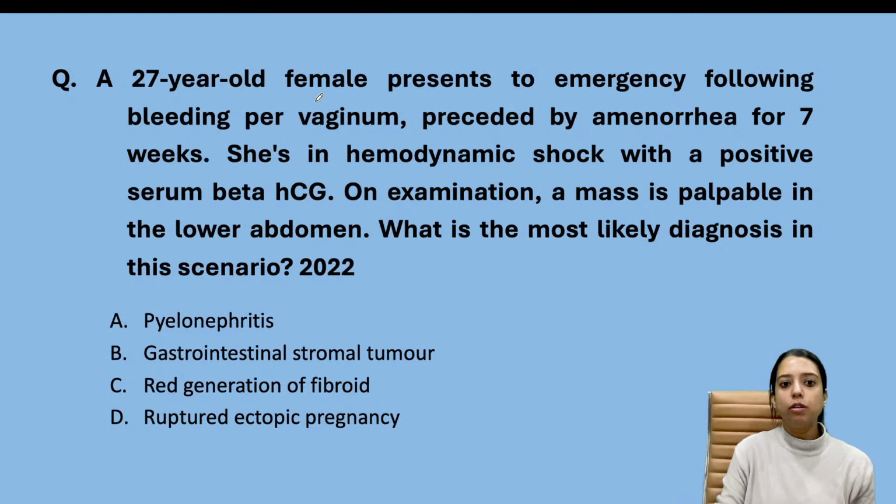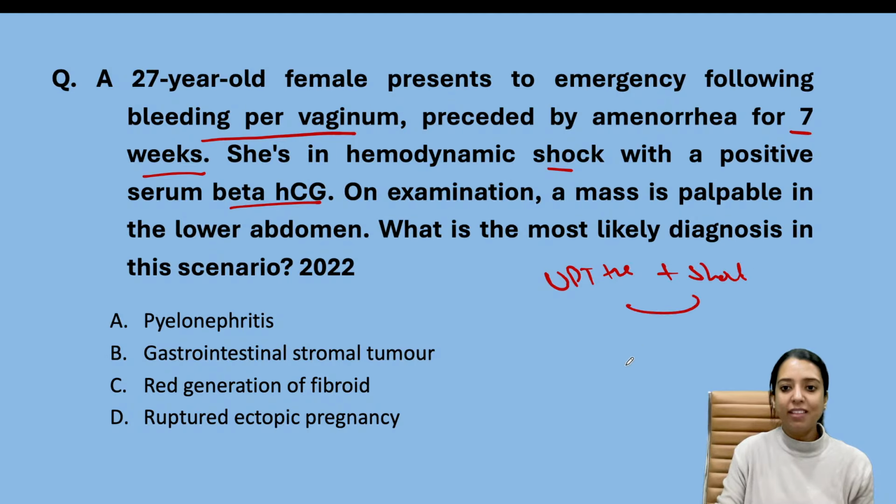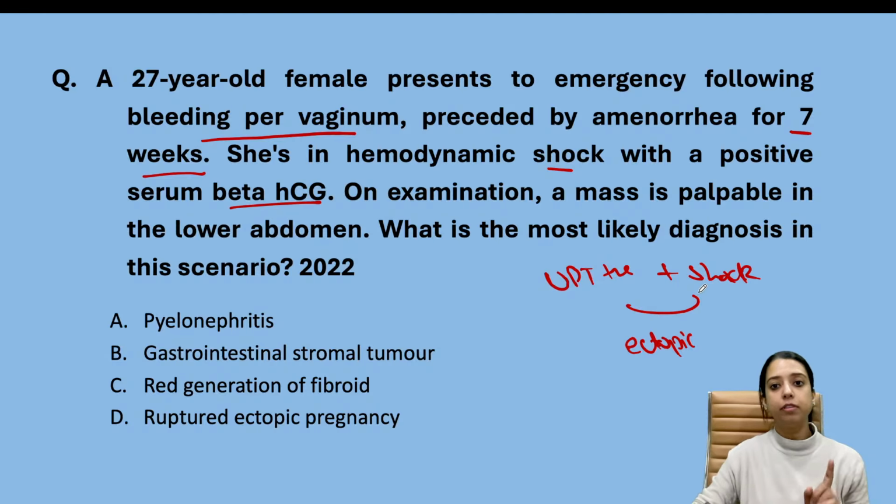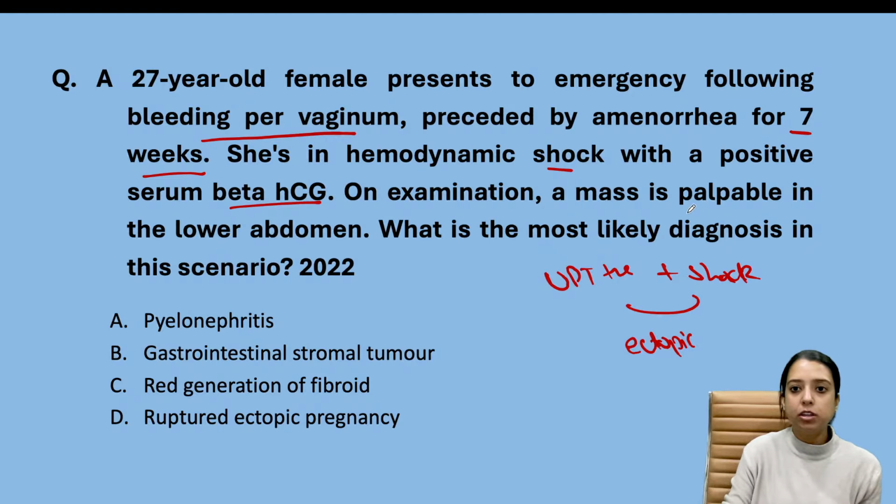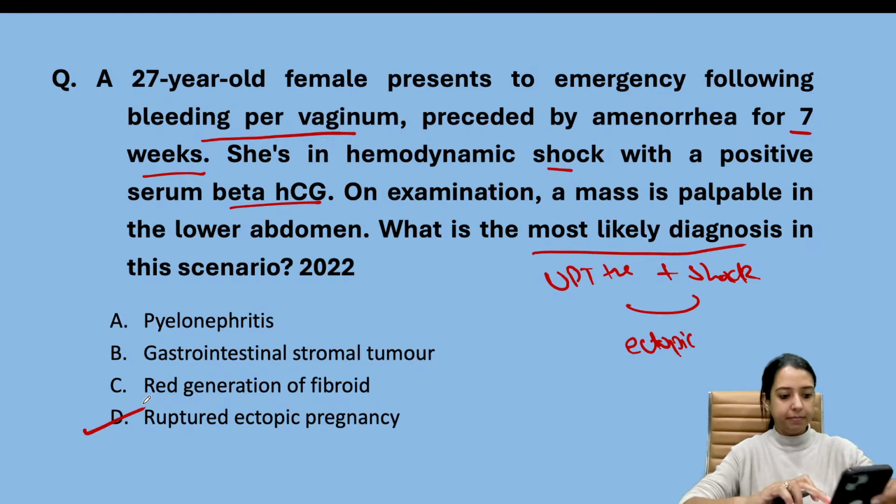A 27-year-old female presents to emergency with bleeding per vaginum. Amenorrhea is very early amenorrhea. She is in shock with positive beta HCG. Remember, UPT positive plus shock is always ectopic unless you diagnose otherwise. So whenever a UPT positive patient comes with shock, the first diagnosis is ectopic, followed by investigation. Okay? So on examination, mass is palpable. What is the most likely diagnosis right now? The most likely is ruptured ectopic. Okay?